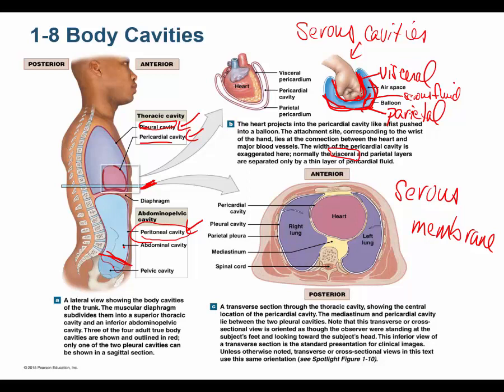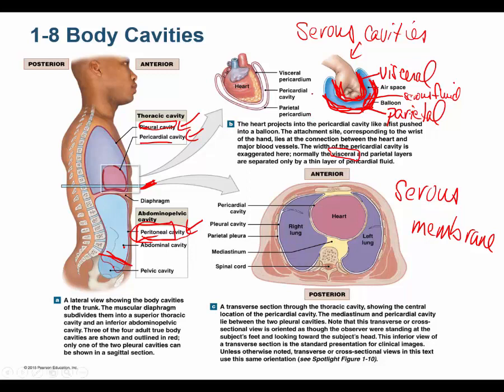My visceral pericardium touches my heart. My parietal pericardium does not touch my heart. I also must have a visceral and parietal peritoneum for my peritoneal cavity. I have a membrane that touches my stomach and intestines, and I have a membrane that doesn't touch my stomach and intestines. So I have a visceral peritoneum and a parietal peritoneum.